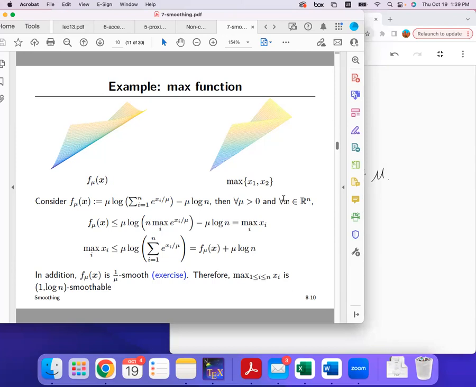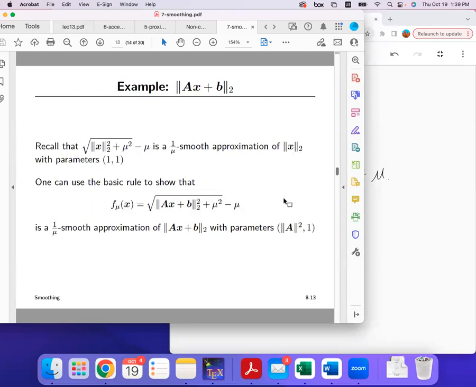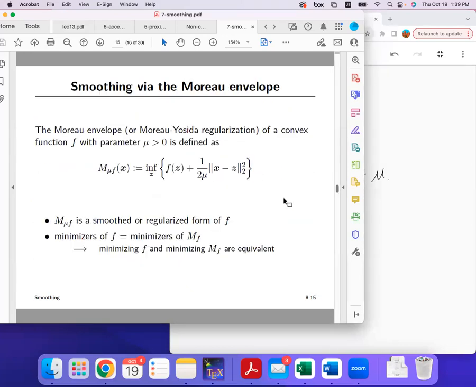In the next lecture, we will discuss this technique, which we call the Moreau envelope. It's very similar to the proximal mapping that we introduced before, but they are very different.